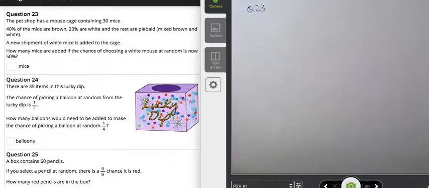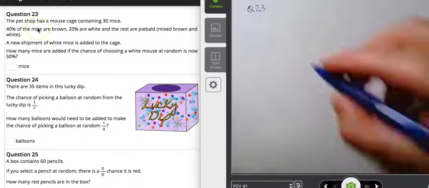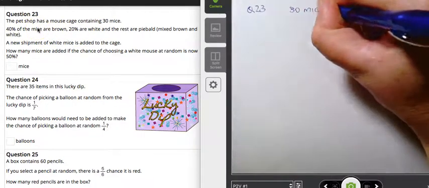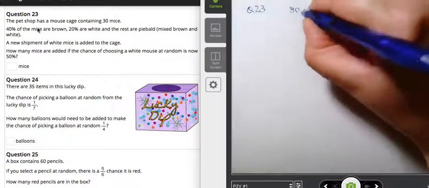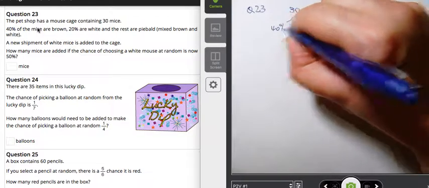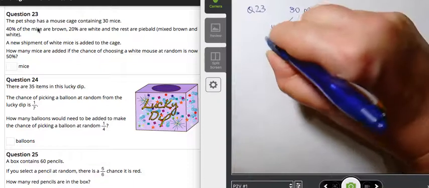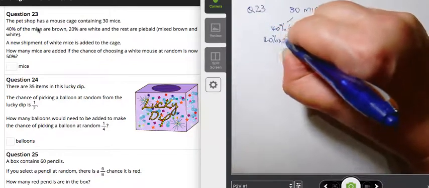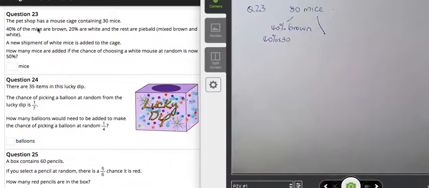Question 23. The pet shop has a mouse cage containing 30 mice. So there are 30 mice in the cage, and we know that 40% of the mice are brown. So 40% are brown. So what is 40% of 30? We won't work that out yet.